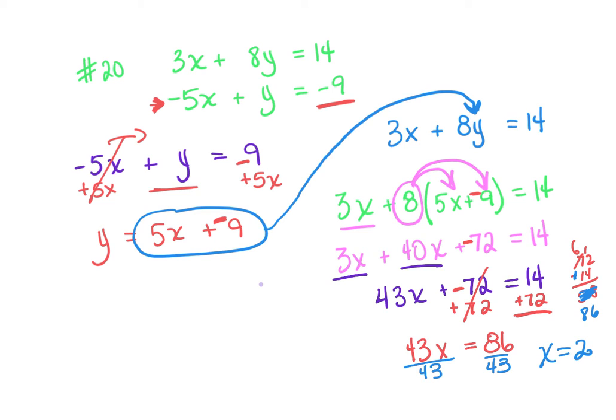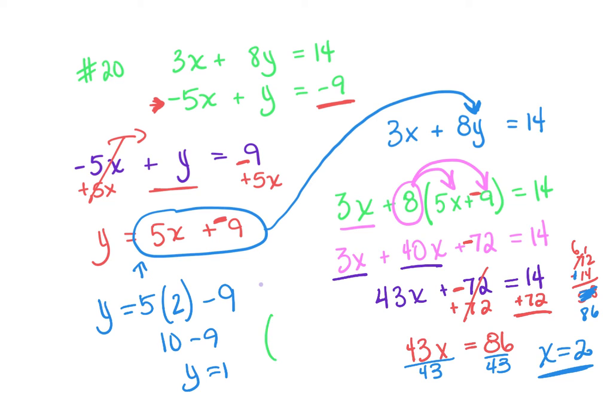So we don't know y yet, right? We just know x. We're going to go back here and plug it in. Y equals 5 times x, which we now know is 2, minus 9. So 5 times 2 is 10, minus 9, y equals 1. So my final answer here is x is 2, y is 1. That is my final answer.